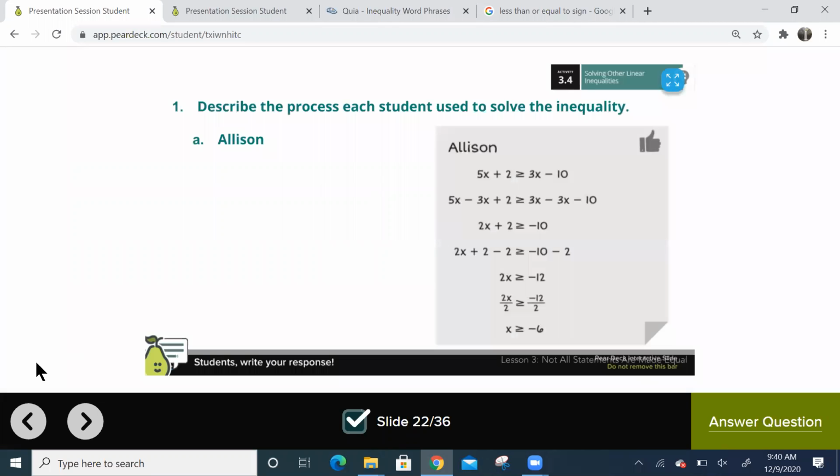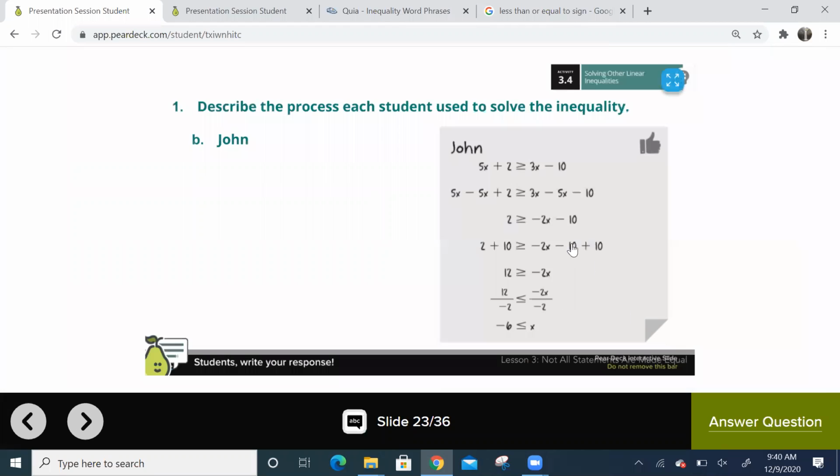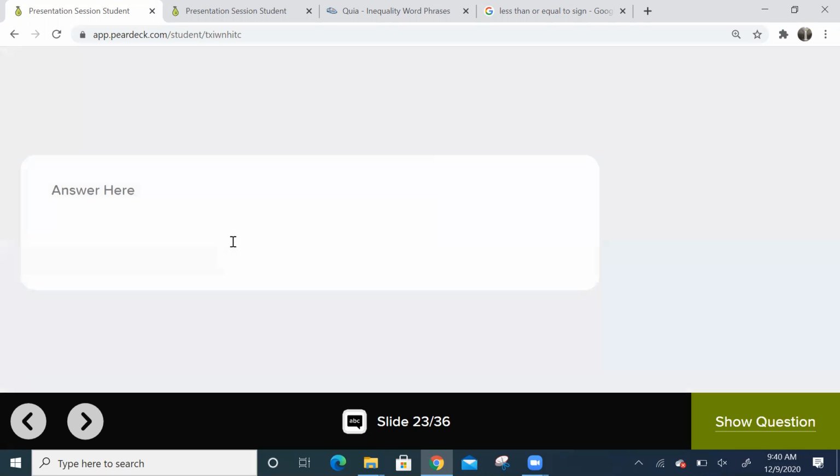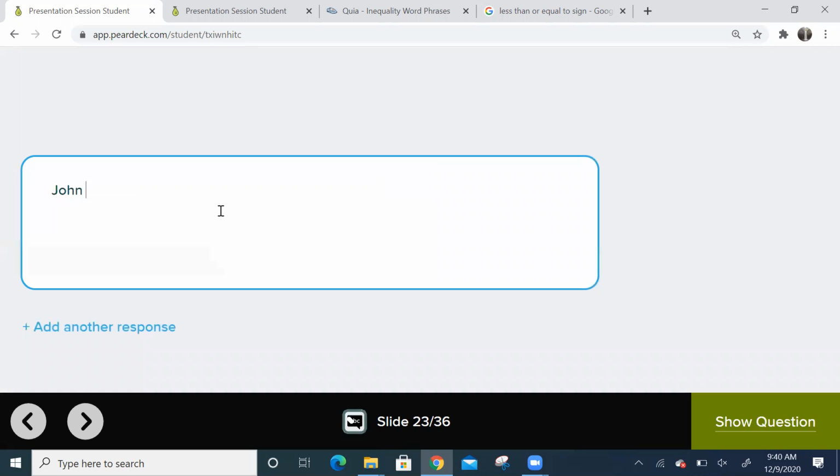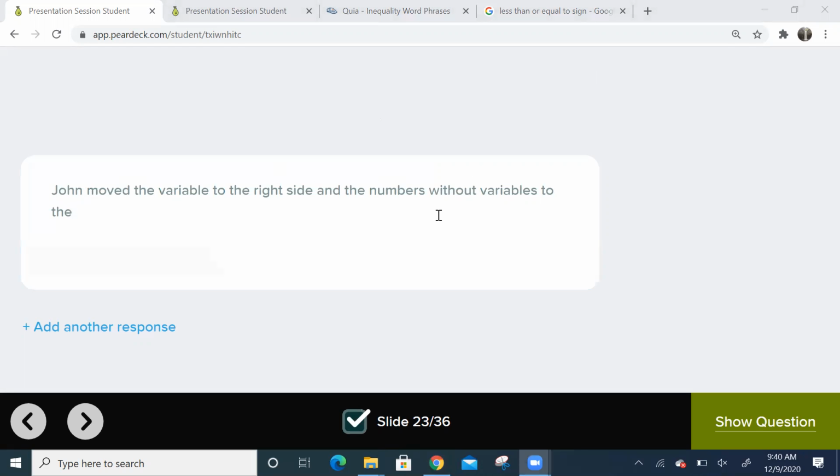And John, on the other hand, moves the numbers with the variables to the right side and numbers without variables to the left side. So John moved the variables to the right side and the numbers without variables to the left side.